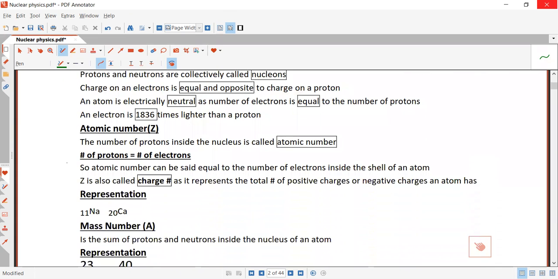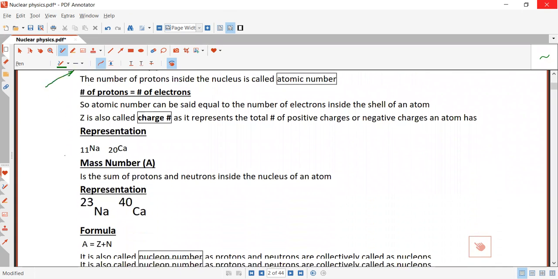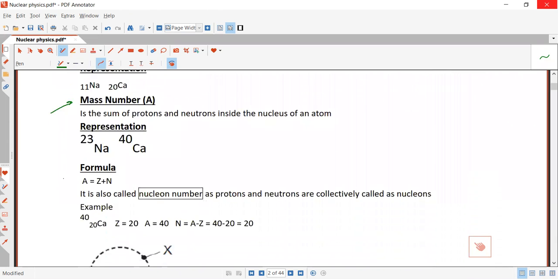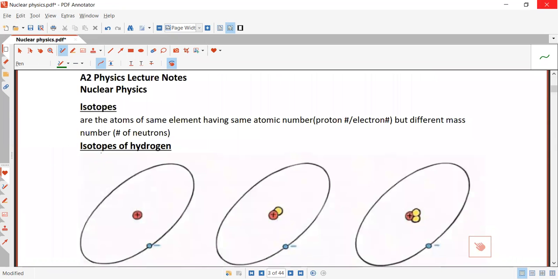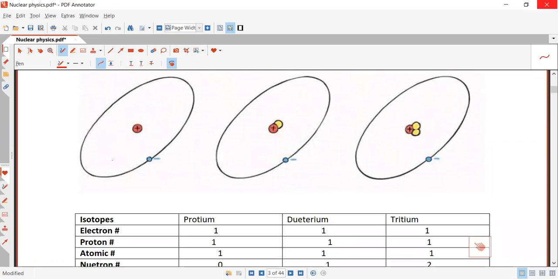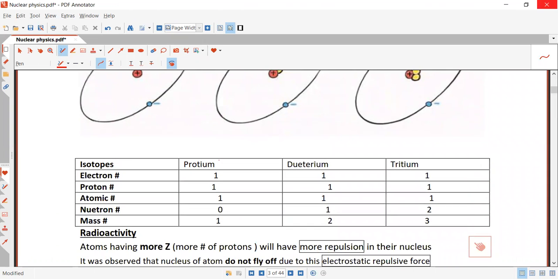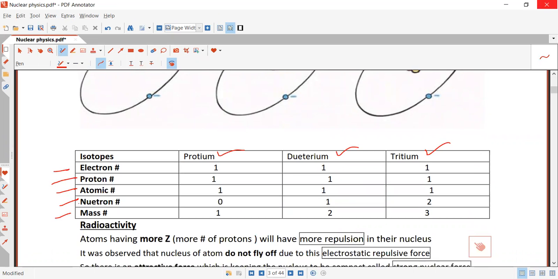They are written there. The atomic number, you already know about it. The mass number, you already know about it. The formula of the mass number and how we calculate the number of neutrons. You have studied it in your O levels and in AS. So what is an isotope? You also already know about it. But I have given you some examples, like hydrogen, whose first isotope is protium, then deuterium and then tritium. And their electron number, proton number, atomic number, neutron number, and mass number are given.